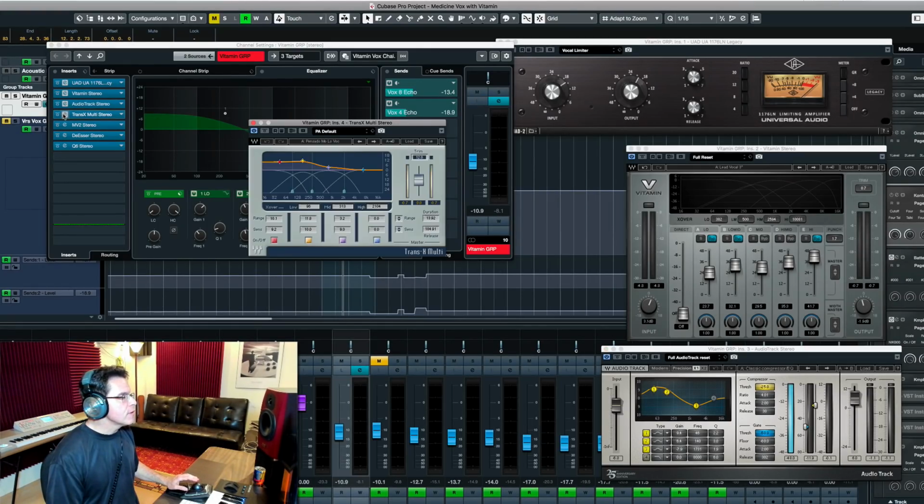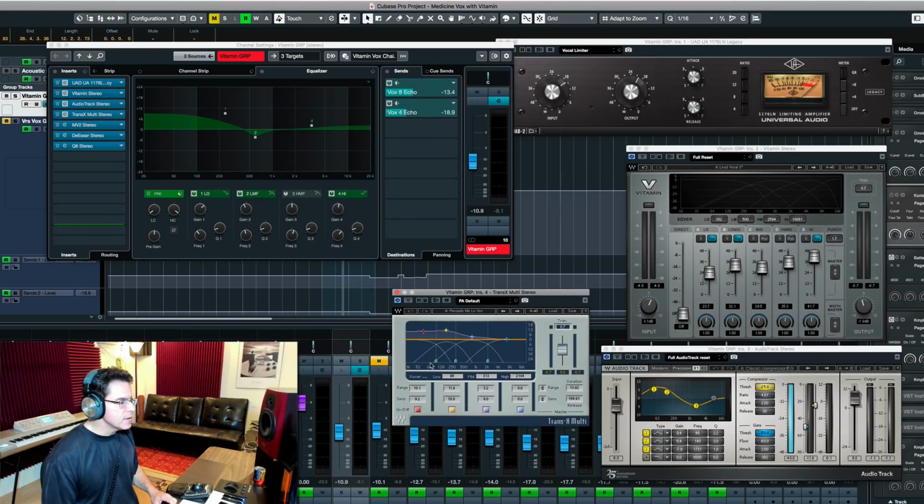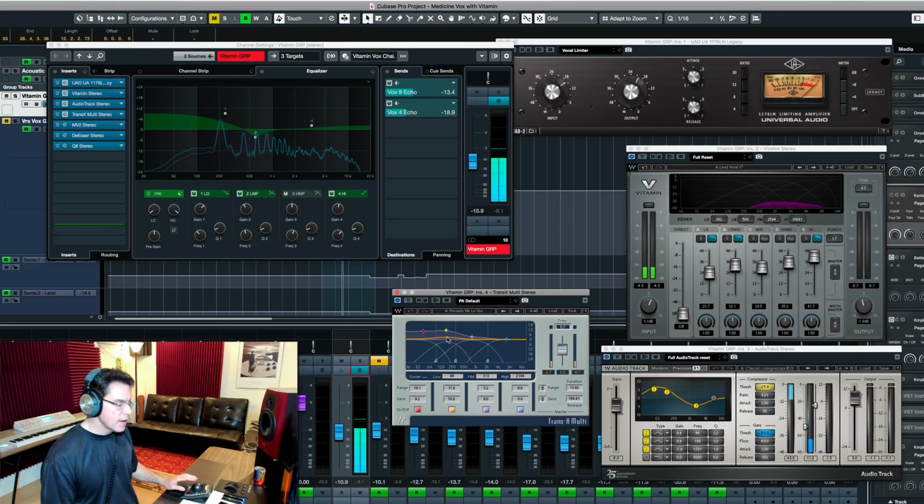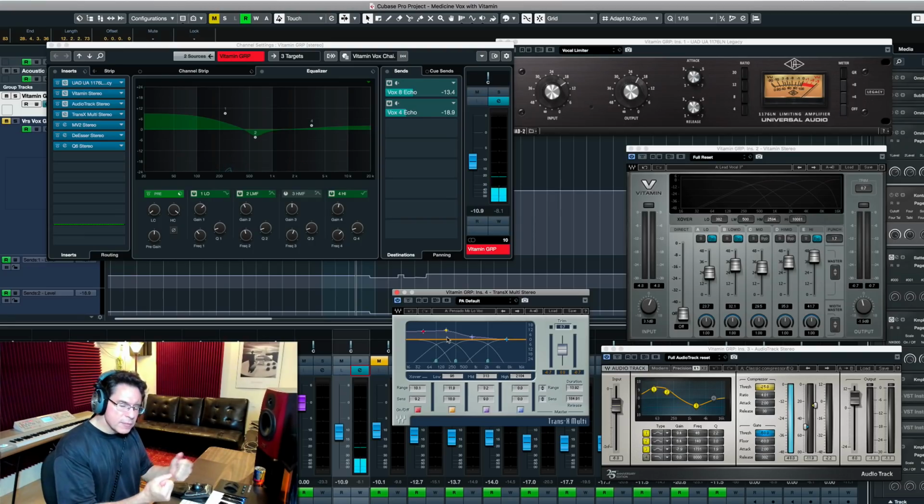After that I run a Trans-X. Now if you look at what's happening down here in the lows, low mids, I'm using it to just kind of get back some of that low end.